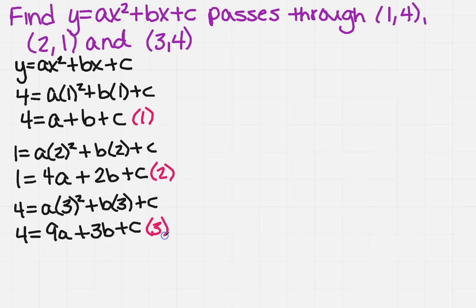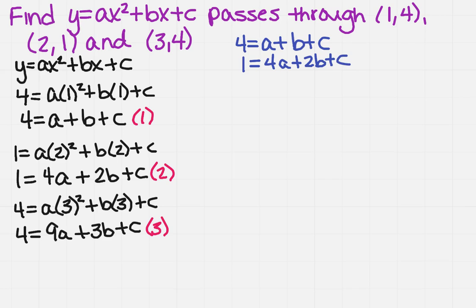And so now what do I do? Well, now I need to do some elimination. But in order to do that, I need to figure out what I want to eliminate. Well, it looks like c is going to be the easiest thing to eliminate in 1 and 2. So what I'm going to do is rewrite the first equation. So I've got 4 equals a plus b plus c. And then I've got the second equation, which is 1 equals 4a plus 2b plus c.